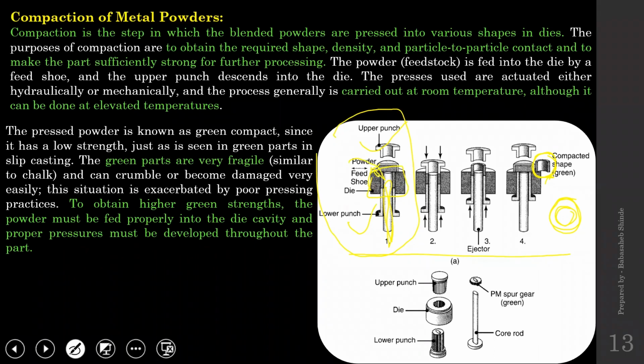When you fill all the mixture into the cavity, using the upper and lower punch, the mixture will be compacted, and once compacted, it will be ejected out of this assembly by the upward movement of the ejector. So this is a specific application, right?